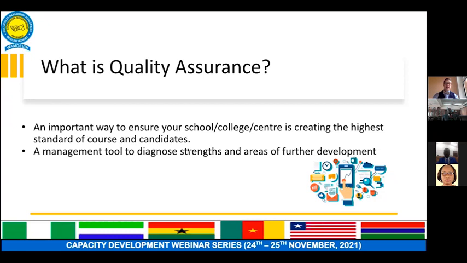And secondly, as we can see here, quality assurance is a management tool. It allows us to diagnose the strengths and areas of further development within our organization. And again, if you are familiar and understand those quality assurance purposes and the ways in which they're undertaken, then that will ensure that your centre, your college, your institution will be strong, robust, and obviously therefore means that your reputation as an extension of that will be strong and robust, and means that people are likely to come to you for their courses, for their learning as a result of that.